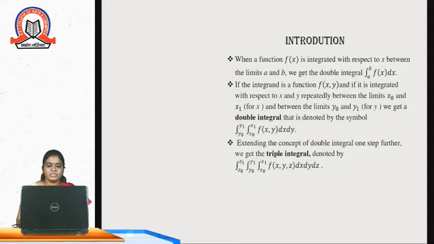So, introduction. When a function f(x) is integrated with respect to x between limits a and b, we will get integral a to b f(x) dx. If it is two variable function f(x,y), then the double integration with the limits is integral y0 to y1, integral x0 to x1, f(x,y) dx dy. Similarly, triple integral will have three integrals: integral z0 to z1, integral y0 to y1, integral x0 to x1, f(x,y,z) dx dy dz. Triple integral is considered in 3D dimension.